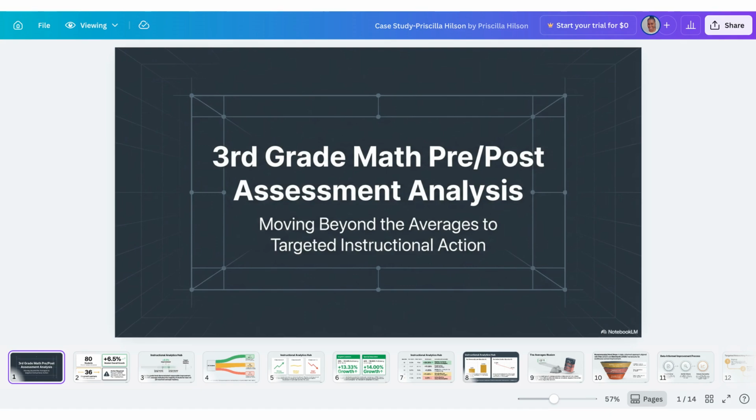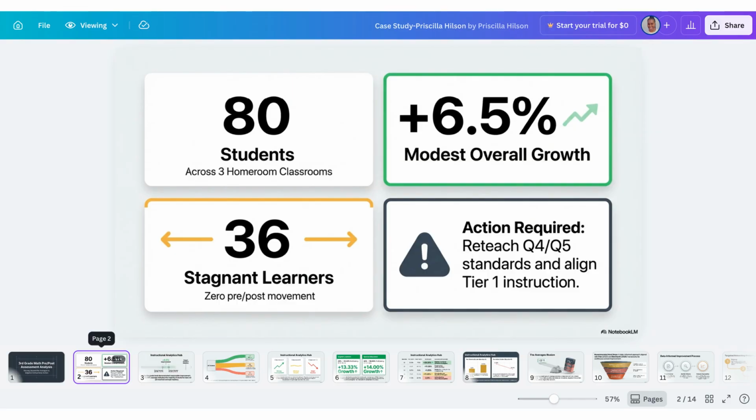Good afternoon. This is an analysis of the third grade math pre and post assessment data. And today we are moving beyond the averages to identify targeted instructional actions that would drive student mastery. So, what you see here is a high level overview.